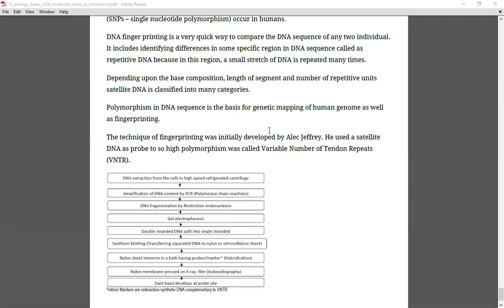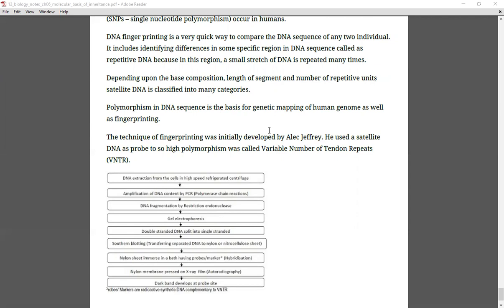So DNA fingerprinting is going to identify those sequences, and because of the presence of this region, there will be a small stretch of DNA which is repeated many times. As it is repeated often, at several intervals, those are repeated many times. For this reason, that is known as repetitive DNA.